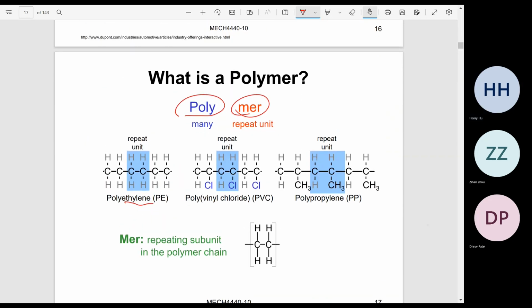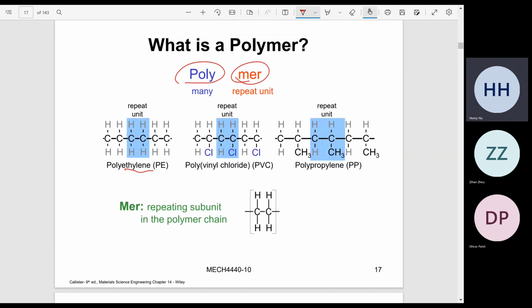Thank you. So what is a polymer? Polymer comes from two words. Basically, one is poly, another is mer. Poly means many, mer means repeat unit.